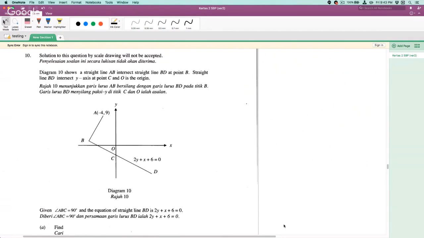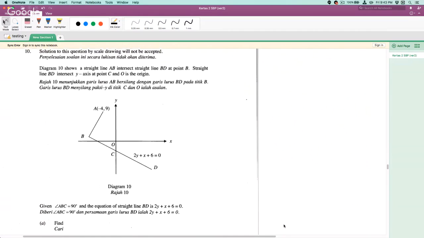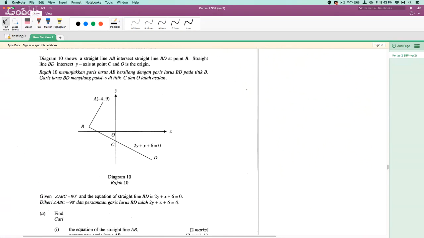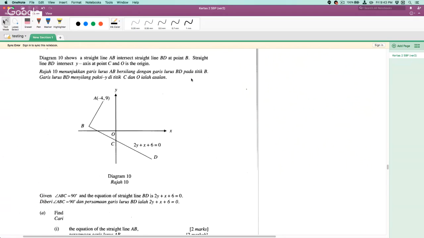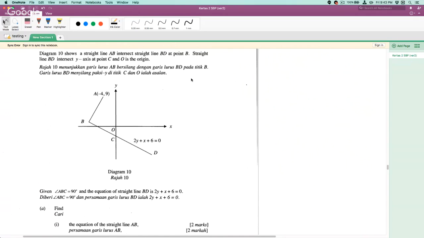Solution to this equation by scale drawing will not be accepted. Diagram 10 shows a straight line AB intersecting with BD at point B. Straight line BD intersects the y-axis at point C, and O is the origin. Okay, there's nothing special here. The angle ABC is 90 degrees, according to the question. And the equation of the straight line BD is 2y plus x plus 6 equals 0.